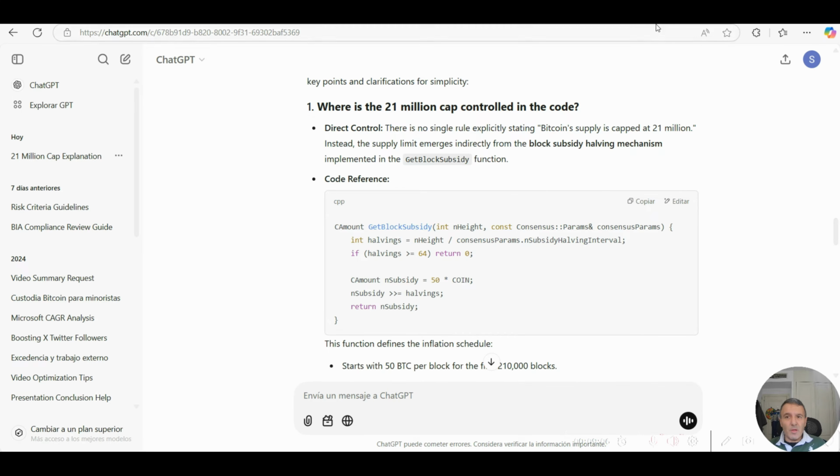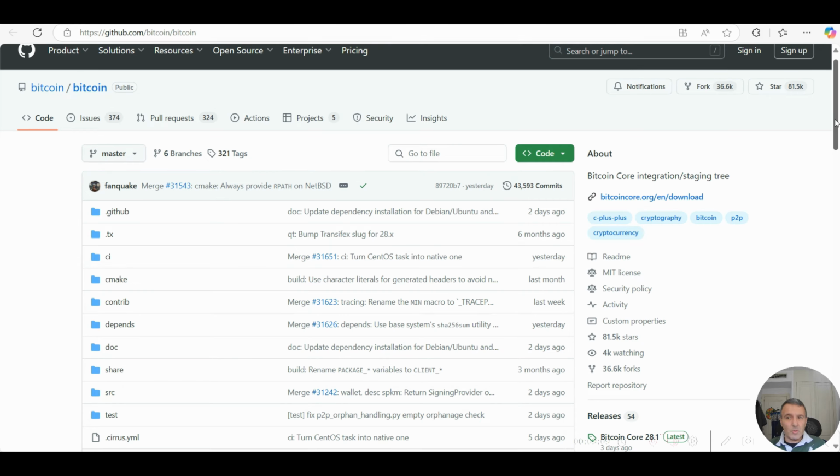You can certainly refer to this GitHub, which I'd recommend that you do, because it gives you that extra confidence. That's all I have for you for today.